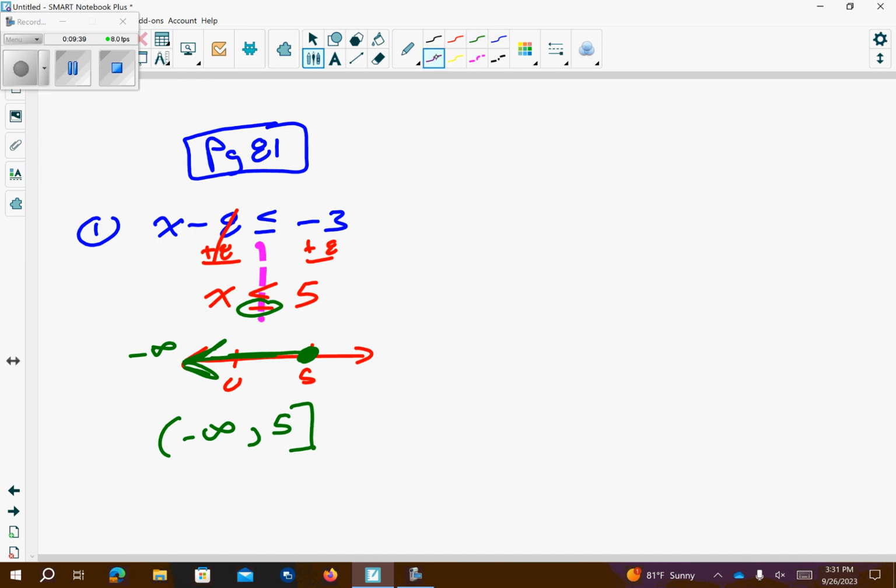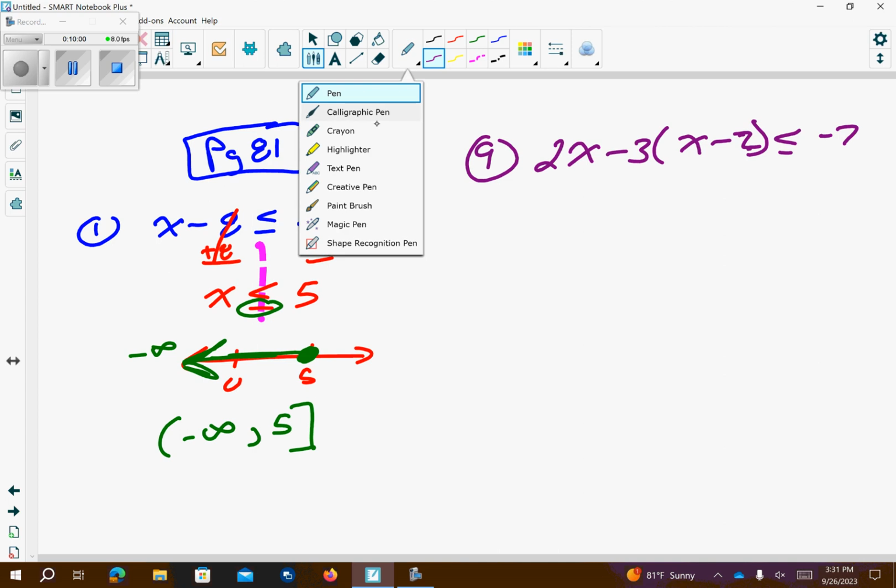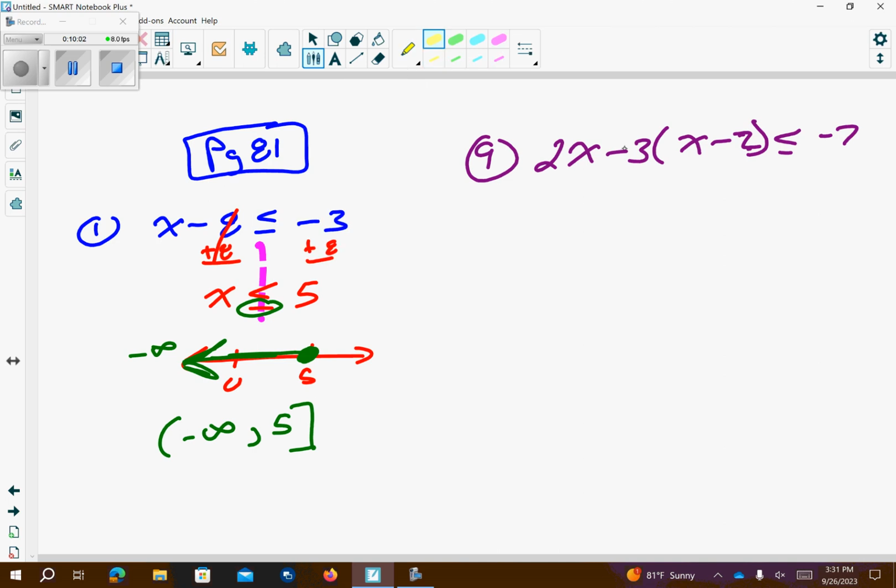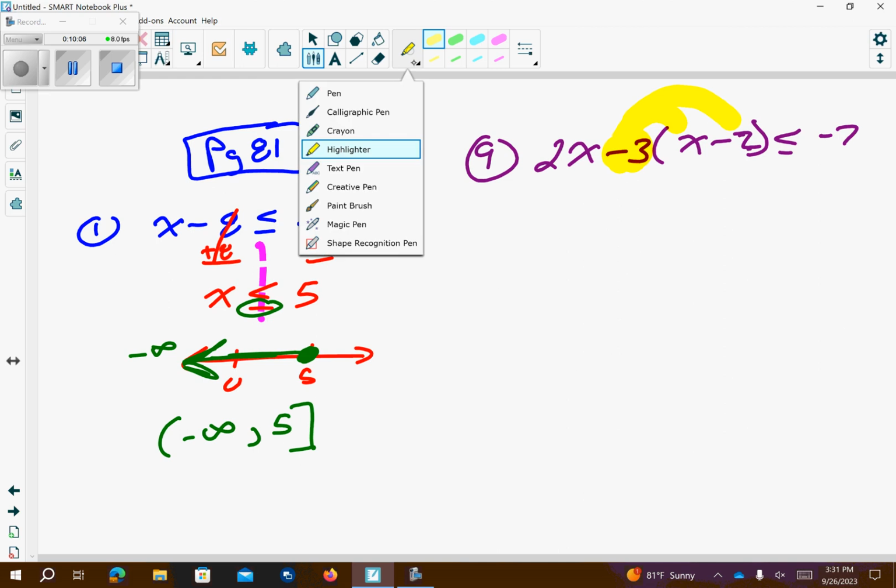Okay, we're going to skip around this page a little bit. Maybe let's go down to number 9. Number 9, we have 2x minus 3 parentheses x minus 2 is less than or equal to -7. Okay, a couple things we want to take care of first.